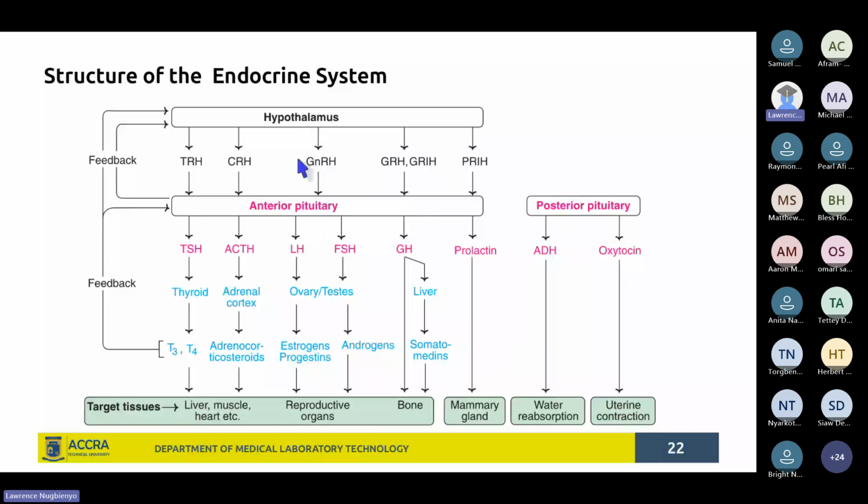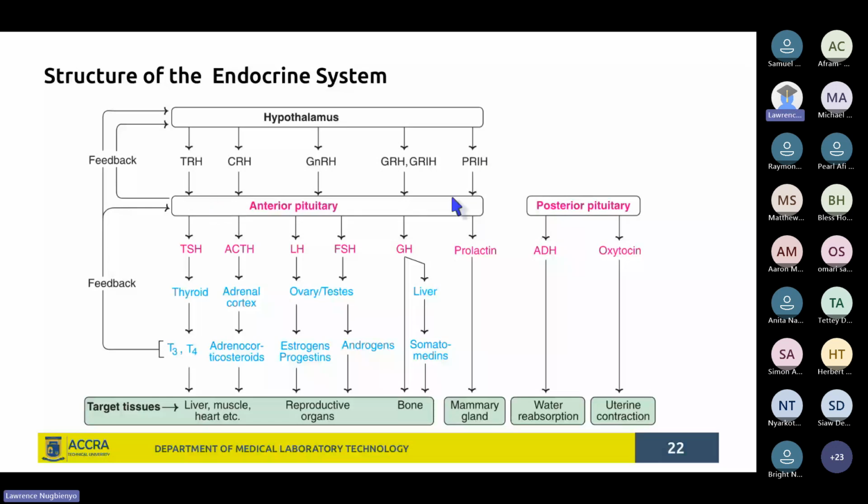So the hypothalamus secretes thyrotropin releasing hormone, corticotropin releasing hormone, gonadotropin releasing hormone, growth hormone releasing hormone, and then growth hormone releasing inhibiting hormone. Then we have the prolactin releasing inhibiting hormone. All of these act directly on the anterior pituitary.